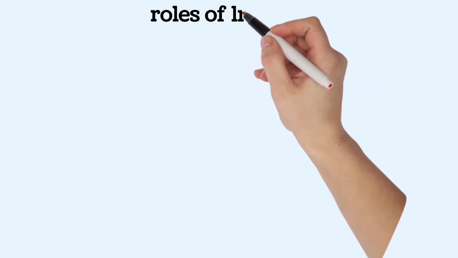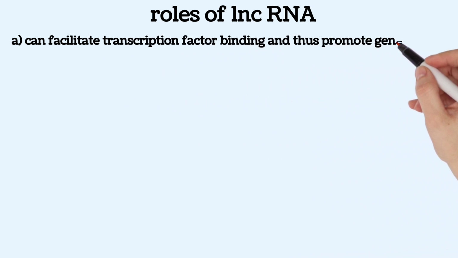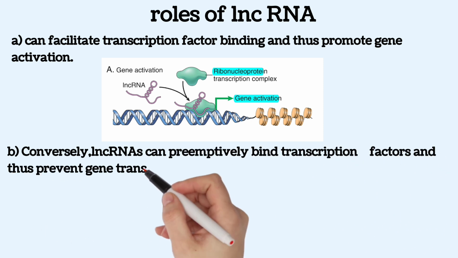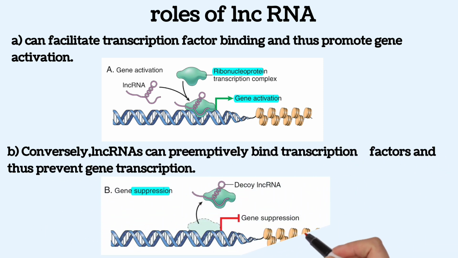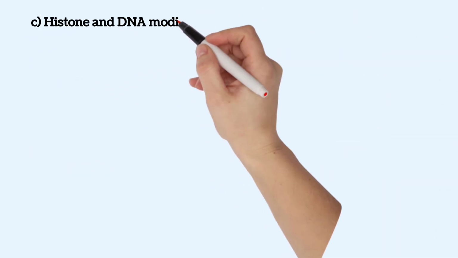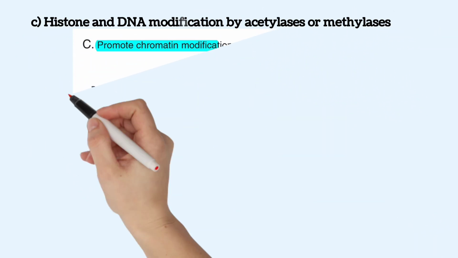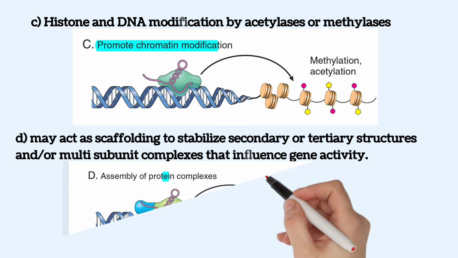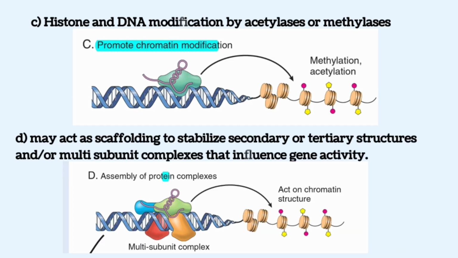Let's now study the roles of lncRNA or long non-coding RNA. Firstly, it can facilitate transcription factor binding and thus promote gene activity. It can also preemptively bind to the transcription factors, thus resulting in prevention of transcription. Their next function is they can modify histones by methylation or acetylation, and lastly they may act as scaffolding to stabilize secondary or tertiary structures, and also multi-subunit complexes that may influence gene activity.